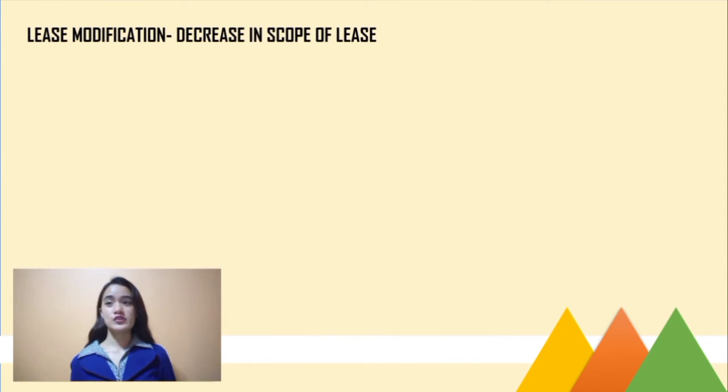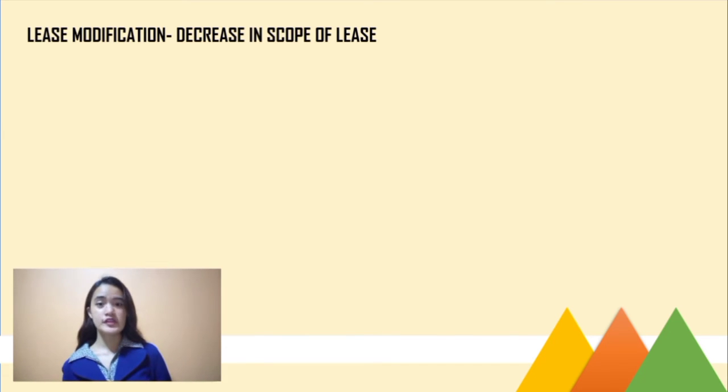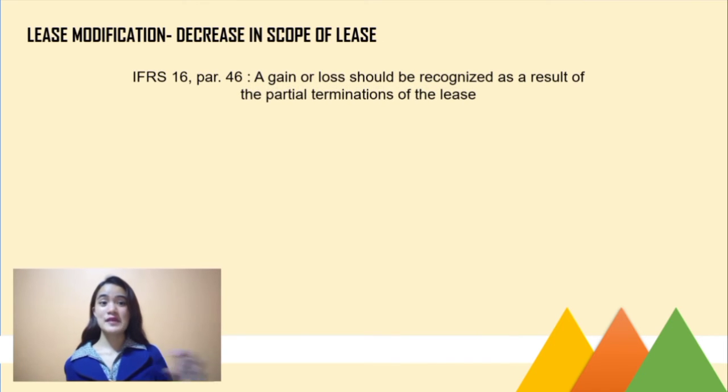On dealing with a decrease in scope of the lease, lease modification pa rin tayo. We must always remember the IFRS 16 paragraph 46 na kung saan sinasabi na a gain or loss should be recognized as a result of the partial terminations of the lease. Ibig sabihin, kapag bumaba yung scope ng lease natin from the original agreement between the lessee and the lessor, magre-record tayo ng whether termination gain or termination loss. So ano yung rules between the two?